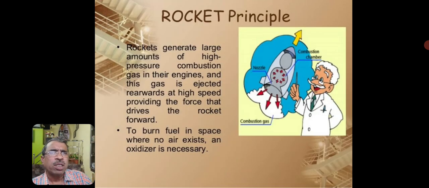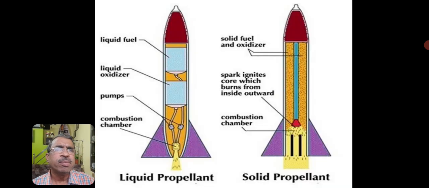Coming to the rocket, the principle of the rocket. The rocket generates a large amount of high pressure combustion gas in its engines, and this gas is ejected rearwards at high speed, providing the force that drives the rocket forward. The fuel burns in space where no air exists, therefore an oxidizer is generally necessary here. So this is the principle of the rocket and the rocket propellants.